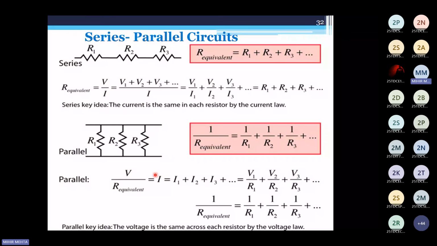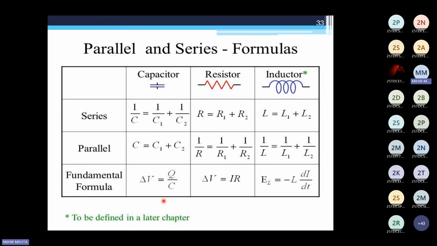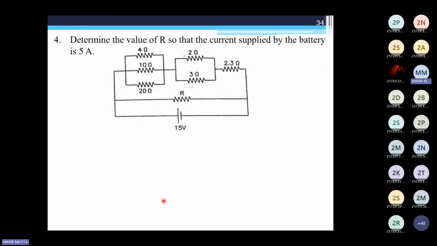So if you are asked to prove that the R equivalent in series is R1 plus R2 plus R3 and R equivalent in parallel is 1 upon R equivalent equal to 1 upon R1 plus 1 upon R2 plus 1 upon R3, you can do this by showing this particular derivation. Okay. Moving ahead, you can go through this whenever you have the PPT.